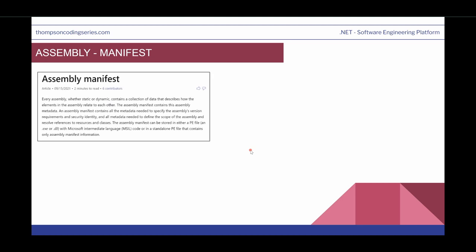So this is an assembly, according to Microsoft's documentation. Every assembly, whether static or dynamic, contains a collection of data that describes how elements in the assembly relate to each other. The assembly manifest contains the assembly metadata. So the manifest is just a file or a resource that contains information about an assembly.